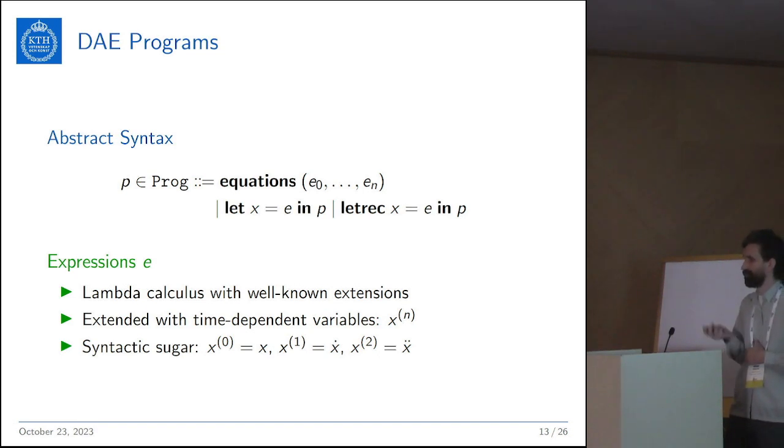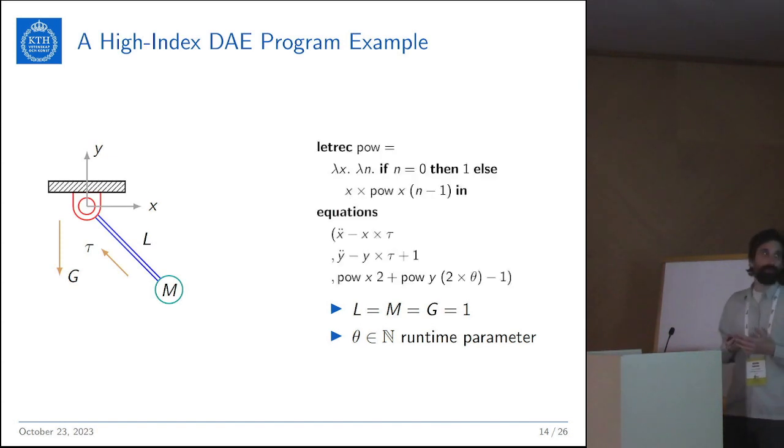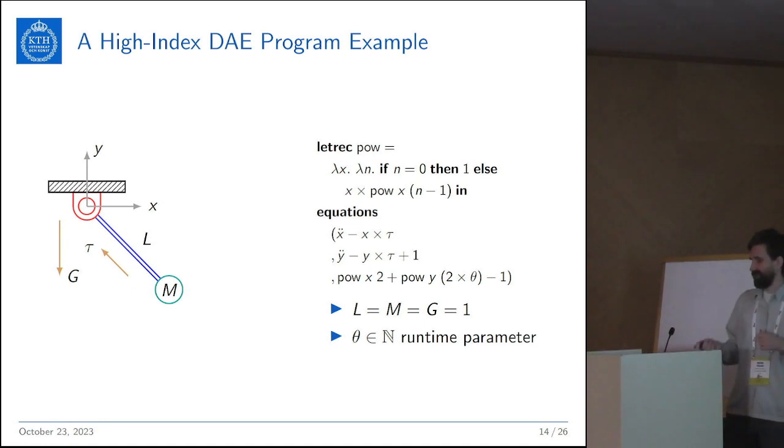So if we return to our pendulum example, let's say we set all the constants to 1. We also introduce a runtime parameter here for the sake of the example. Then we can write a version of this pendulum model in our high index DAE program as follows. We've also used a recursive power function here for illustration purposes, but we changed this program so that the last residual expression, the second term there, includes an exponent which is parameterized on this runtime parameter.